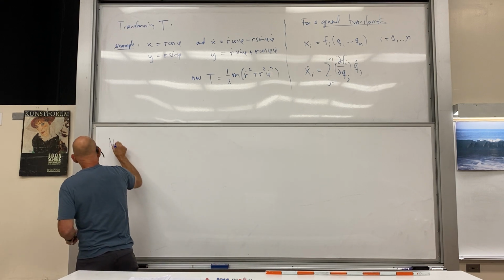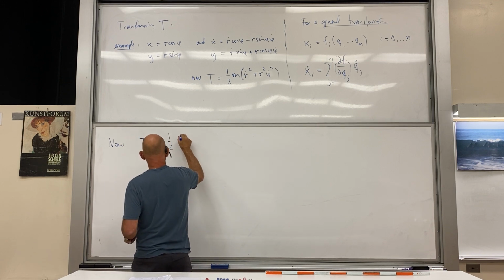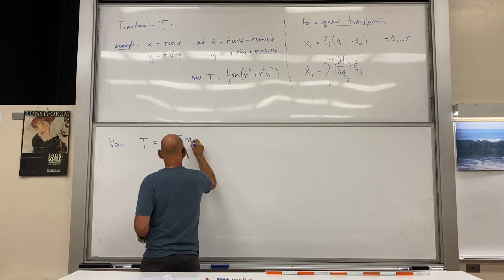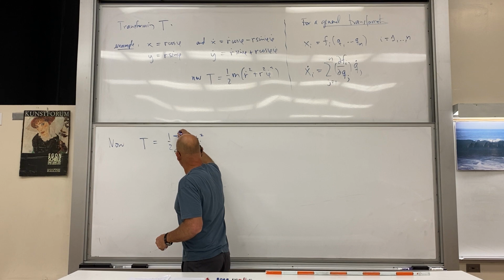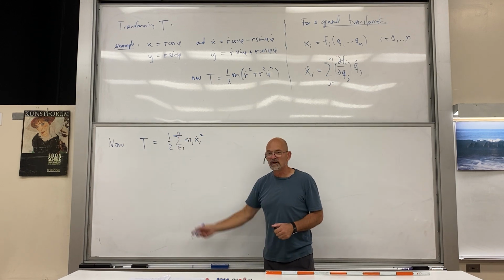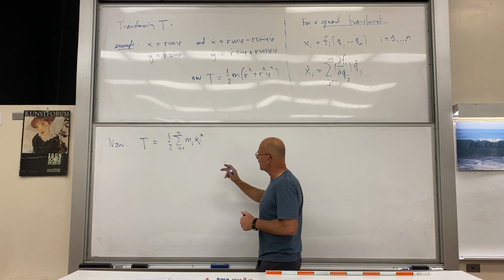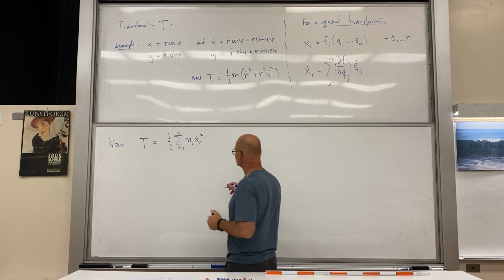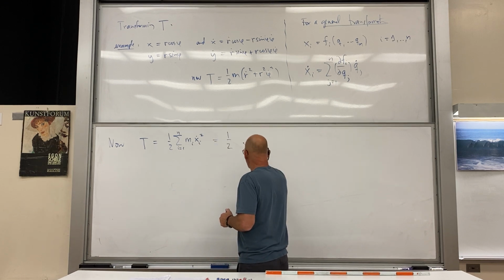Now, the kinetic energy T is 1/2 the sum over m sub i, x sub i dot squared. If we're talking about Cartesian coordinates, this would actually go from i equals 1 to 3n, since we'd have 3 Cartesian coordinates per particle. But we're just going to use a generic i equals 1 to n for the number of degrees of freedom, and not worry about that. So this is what we have to do, and here's how we go about it.